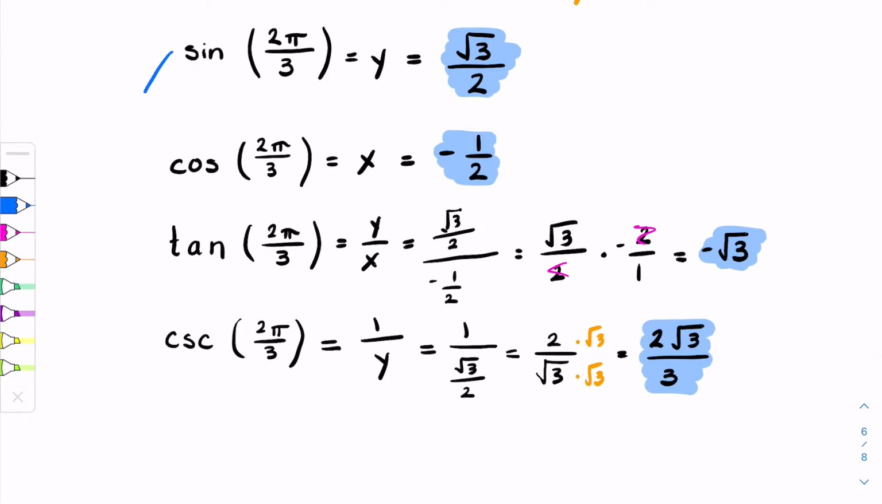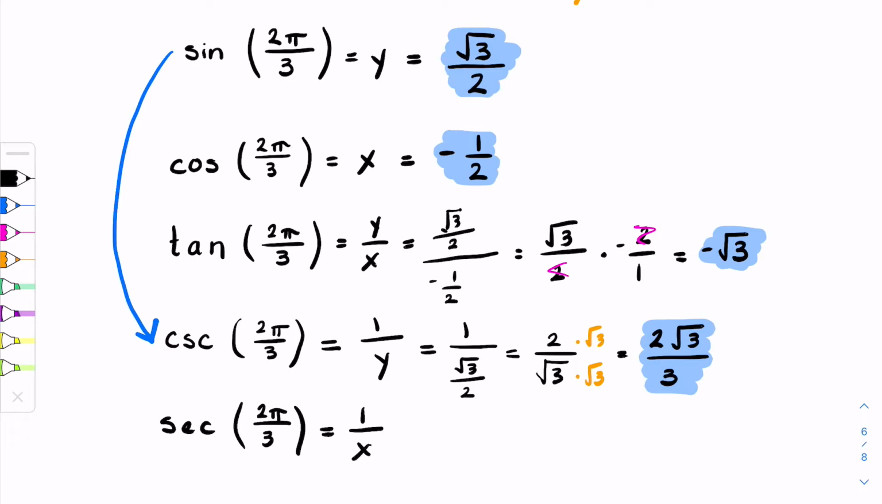Remember that sine is paired with cosecant, and the next one that we're going to do is called secant, which is paired with cosine. They are found by the opposite values. Secant is 1 over x. 1 over x gives us 1 over negative 1/2, which when you multiply by the reciprocal, is negative 2 over 1, or just negative 2.